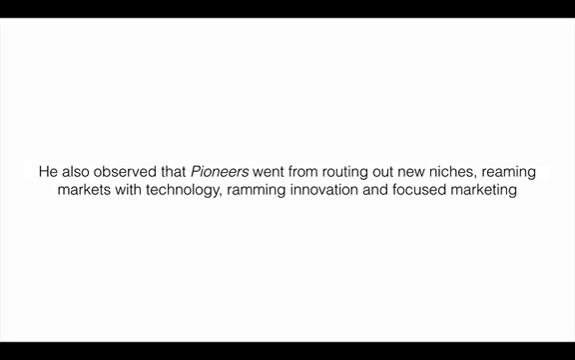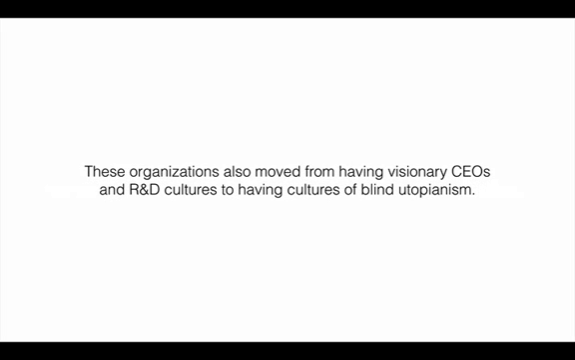He also observed that pioneers went from routing out new niches, leading markets with technology, leading innovation and focused marketing, to escapists where there was an explosion of new products, technology overkill, extravagant mega projects, and myopic marketing. These organisations also moved from having visionary CEOs and R&D cultures to having cultures of blind utopianism. The structure of these organisations also changed from being organic to being chaotic think tanks.